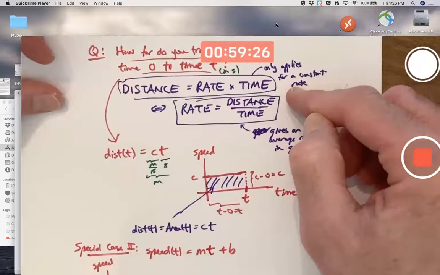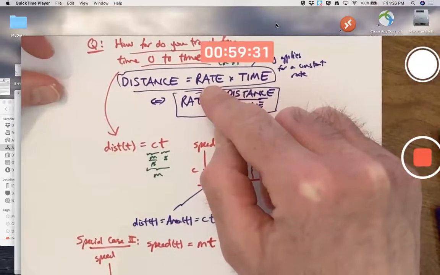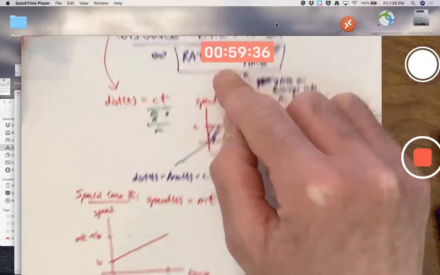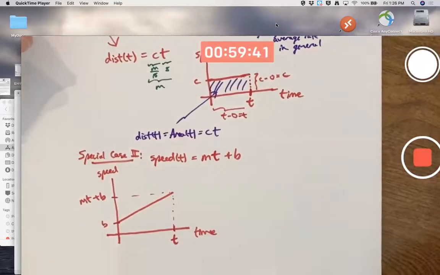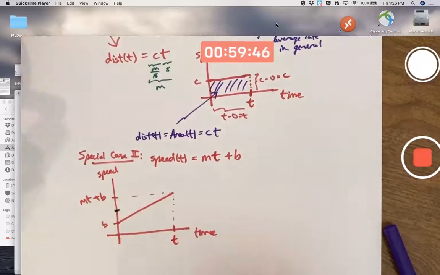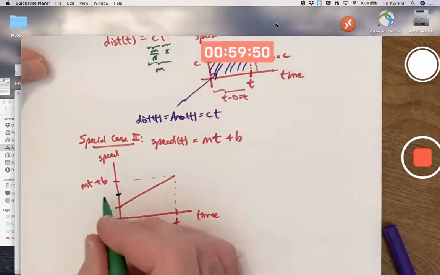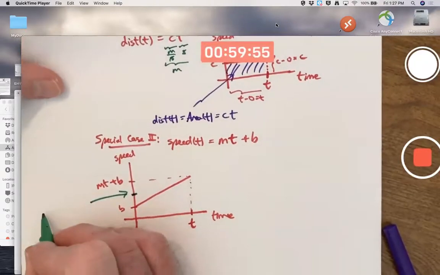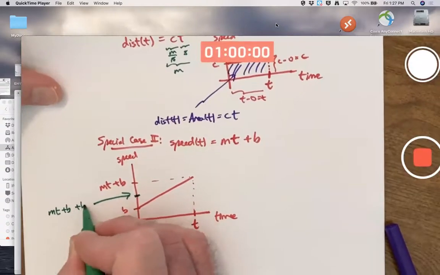Well, it's not really cheating. If instead of a constant rate here, I use the average rate. What's the average rate here? It would be halfway between these two numbers. It would be the average of these two numbers, the extremes, if your speed is a linear function of t. What is the number halfway between them? Well, I have to take their average. I have to add them and divide by 2. mt plus b, divided by 2.